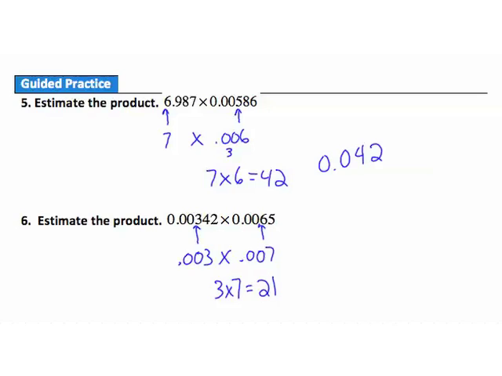And now I need to make sure that I have 3 plus 3, a total of 6 digits behind the decimal in my answer. So with the 21, there's 1, 2, 3, 4, 5, 6. Put a 0 out front. So it looks like when I estimate the product of these two numbers, I get 0.000021.